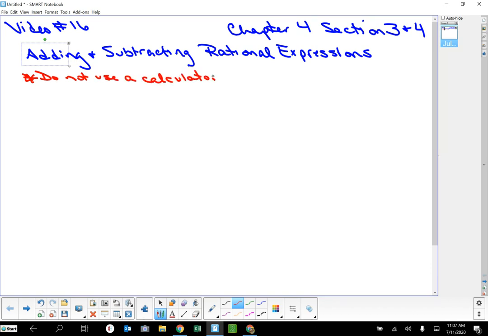Here's why. When you are adding and subtracting fractions on a calculator, it automatically finds a common denominator for you. If you don't know how to do that with numbers, you're really not going to know how to do that when we have to do it with binomial or polynomial expressions. Your calculator can't do that. You need to actually know the physical process.